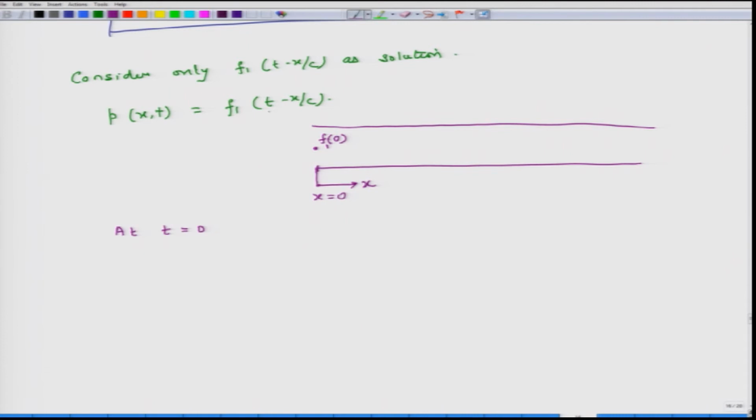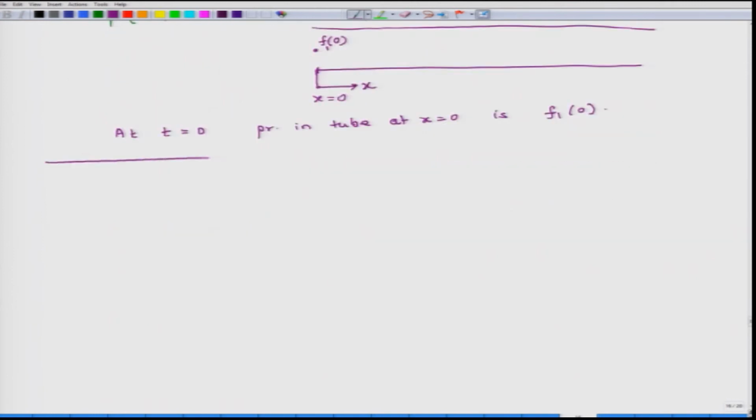At time t equal to 0, pressure is f1 of 0. Why? Because when t is equal to 0 in the brackets, this number is 0, and at the origin x is also 0. So in the bracket, the only thing left is 0. So what is the pressure at the origin at time t equal to 0? f1 of 0. So at time t equal to 0, the pressure in the tube at x equal to 0 is f1 of 0.